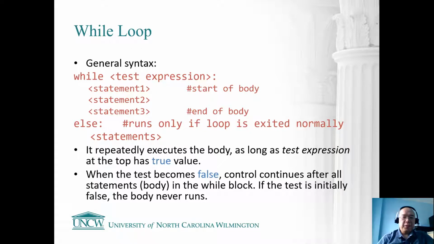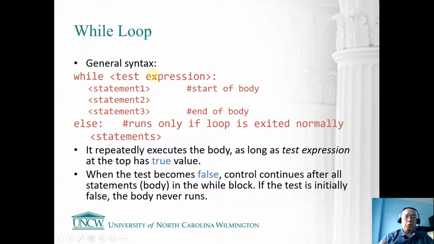Okay, let's continue and take a look at the syntax of the while loop. Of course, the keyword is while. After the while, you have a test expression, and usually that is a Boolean expression, which gives you either a true or a false. Then, same as the for loop, we have the colon, and then the body of the while loop. After that you can also do an else, and then you can have more statements if you want to.